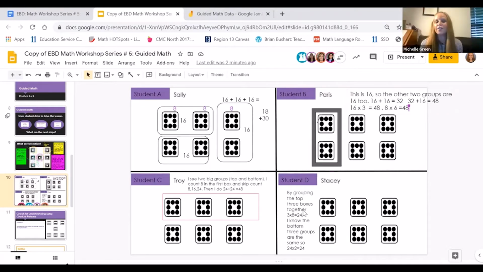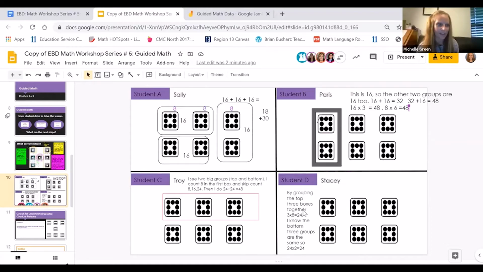Oh, so how did it feel to try something new, something that was similar to what Stacy did? How did that help you in arriving at your solution? It helped me get there faster. I didn't have to count all the dots because I knew there were 8, and then I could make my equation. Awesome. Thank you, Sally.